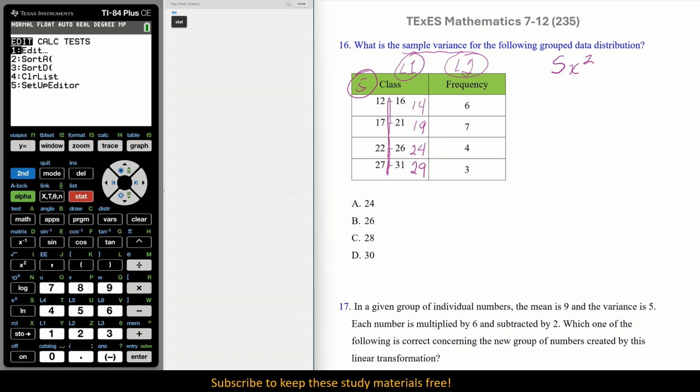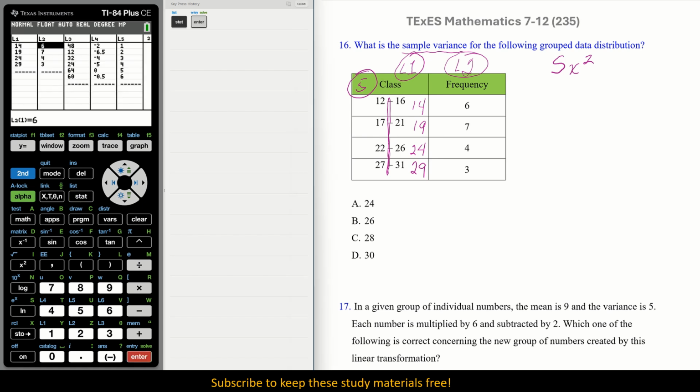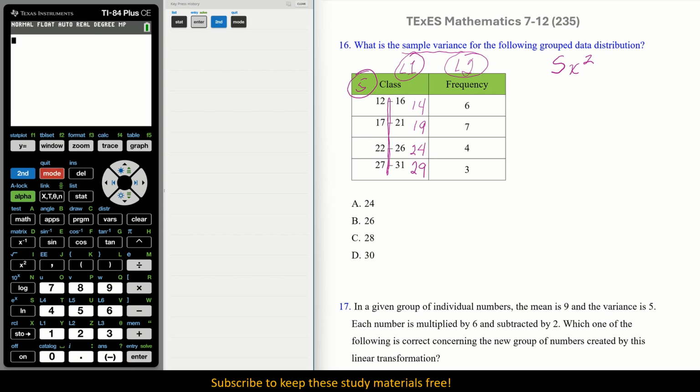Let's go STAT, and we want number 1 because we're editing our list. I have already pre-entered those for us. Let's double check. We have 4 rows: 6, 7, 4, 3, and then 14, 19, 24. Yes, we're good. So back out. Then go to STAT, over to CALC. We're going to calculate 1-Var Stats, push enter, and we are using the frequency list. L1 and L2 are already pre-populated. Now push enter, and we get what we need.